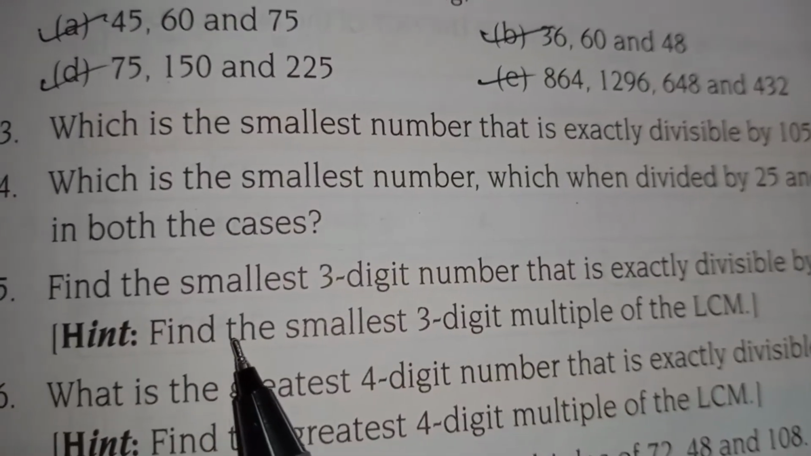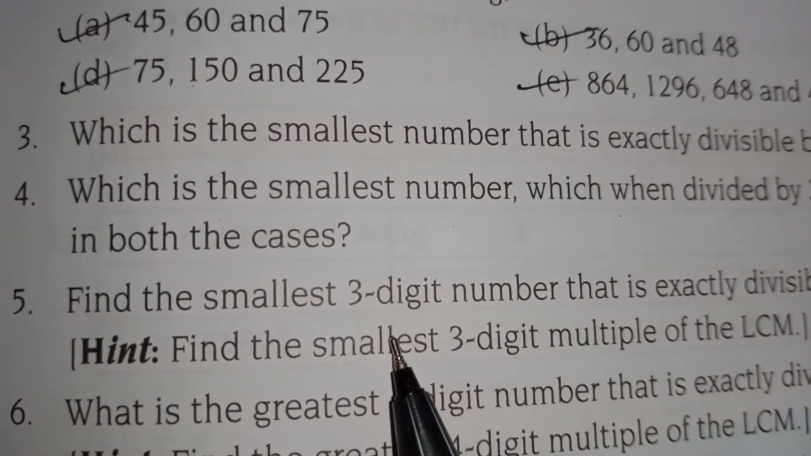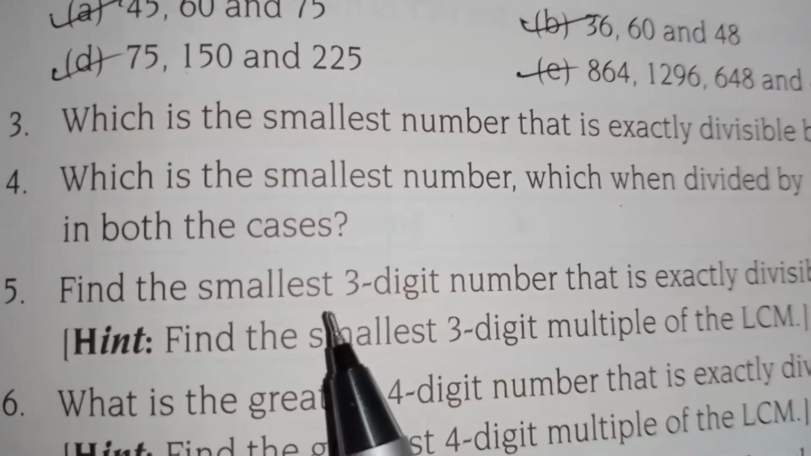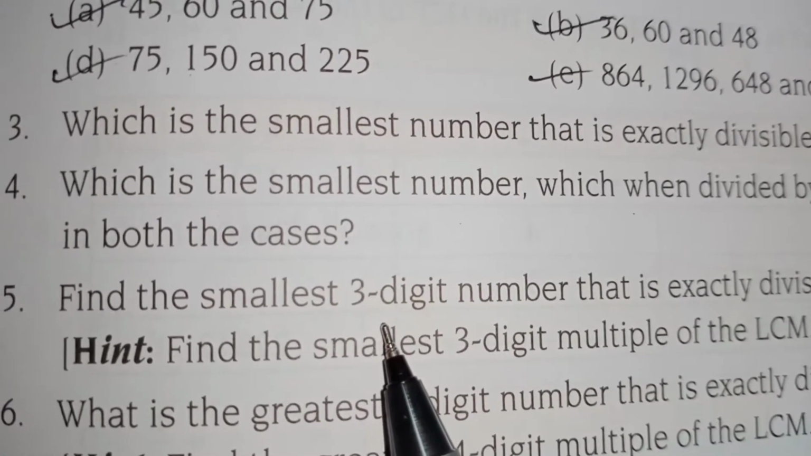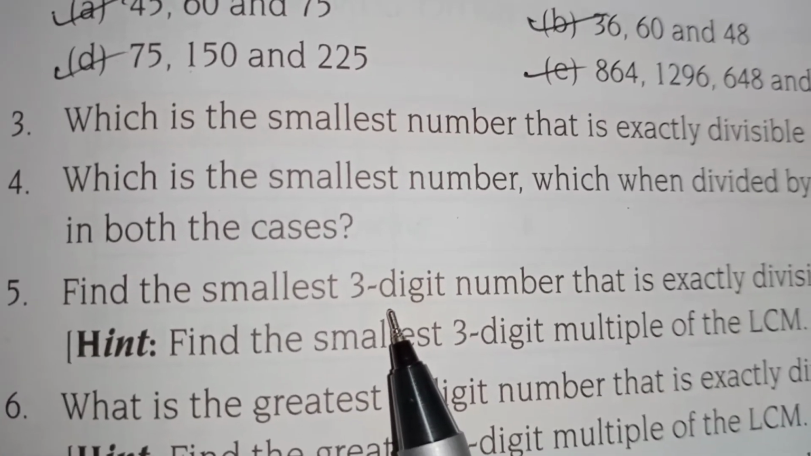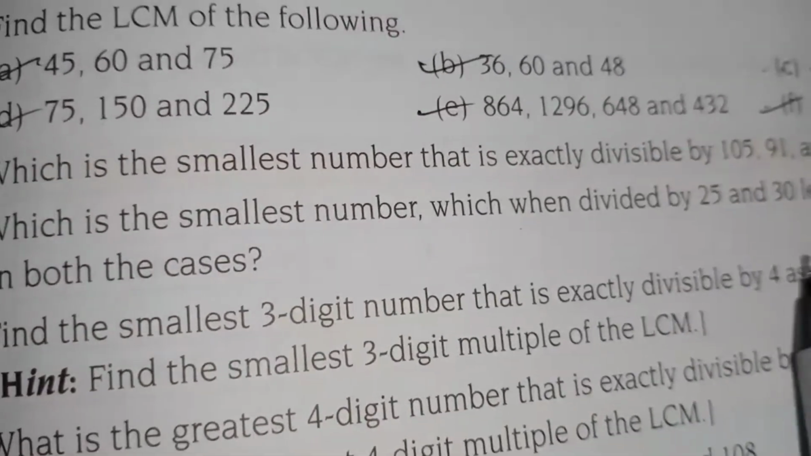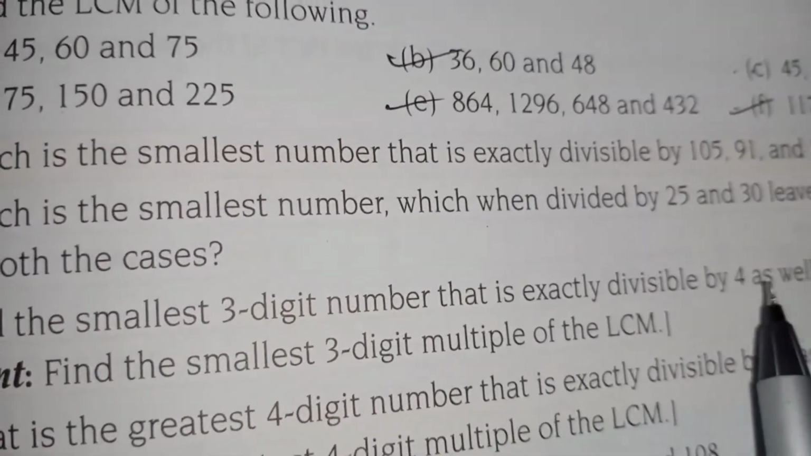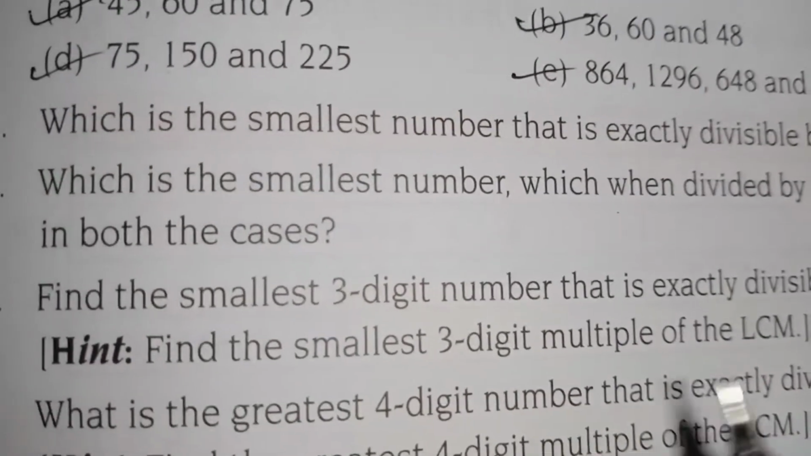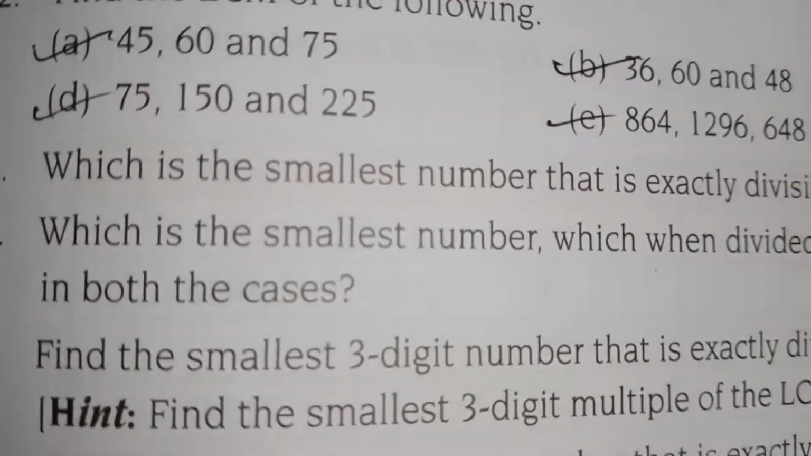So here we have to find the smallest 3-digit number. But that is not the answer. You have to find the smallest 3-digit number which will be exactly divisible by 4 and 6. When we divide by 4 and 6, it will get divided without any remainder. So let us do it.